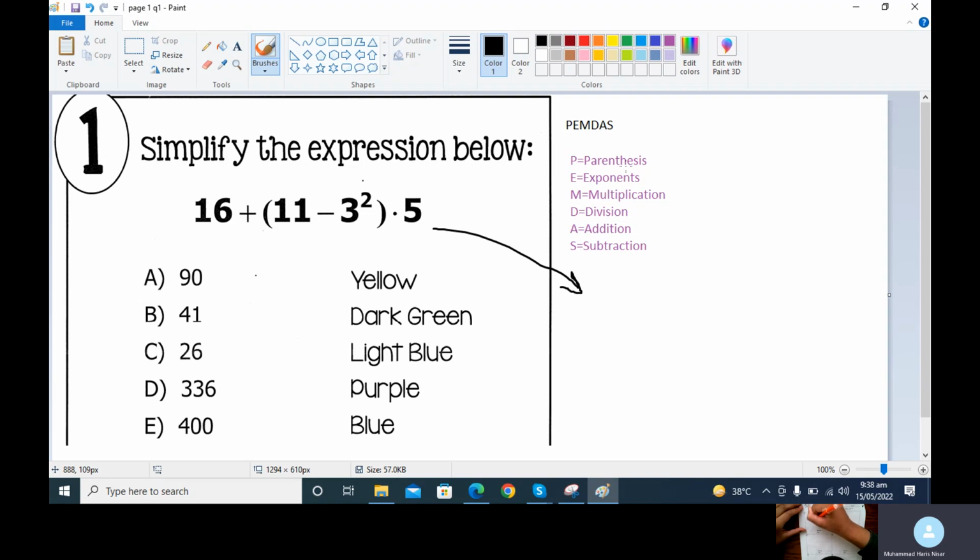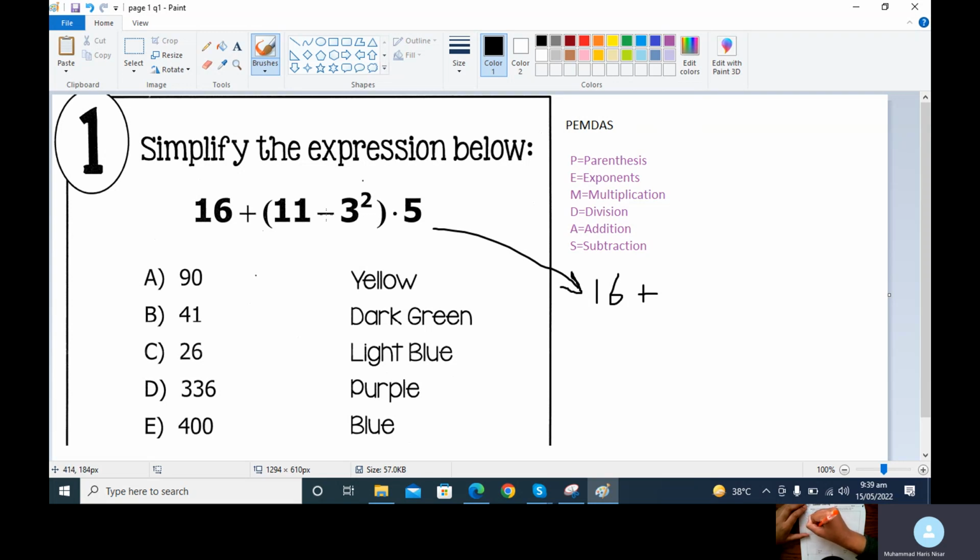We will first of all see the parentheses, isn't it? Can you tell me how to solve it? Parentheses. Okay. Yes, there is 11 minus 3 squared. While solving this question, we will use the PEMDAS rule. The PEMDAS rule states that first of all you need to solve parentheses. Inside the parentheses we have 11 minus 3 squared.